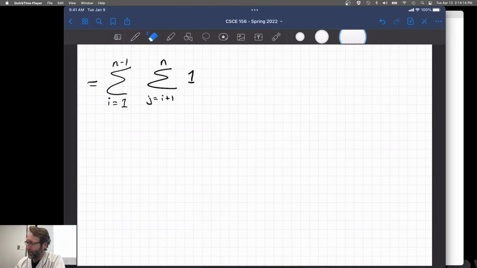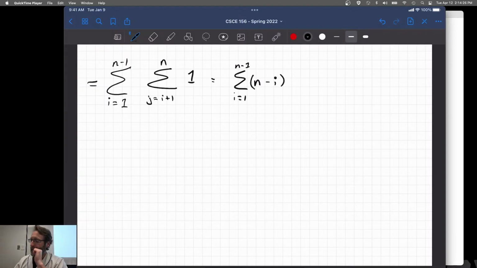So this is equal to, don't lose your outer summation here, i is 1 up to n minus 1 of n minus i. Now I will put that in parentheses. But the summation of sums, and this is a summation, of n plus negative i, you can split that up into two summations. And so that will be the summation of i from 1 up to n minus 1 of n minus the summation of i from 1 up to n minus 1 of i.